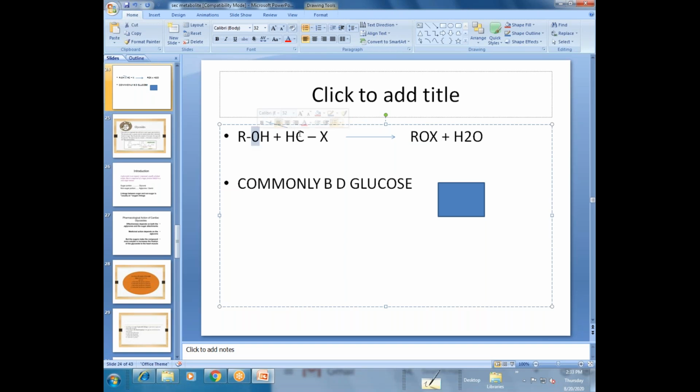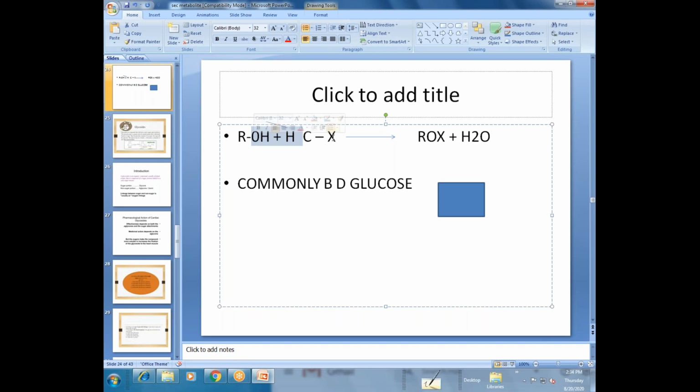This OH plus H will go off, this much will go off, and you will have R dash C dash X. So that will form an RCX, that is a C-glycoside.